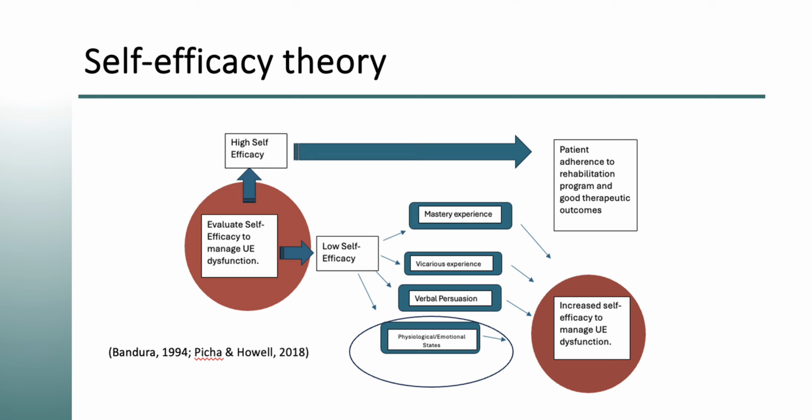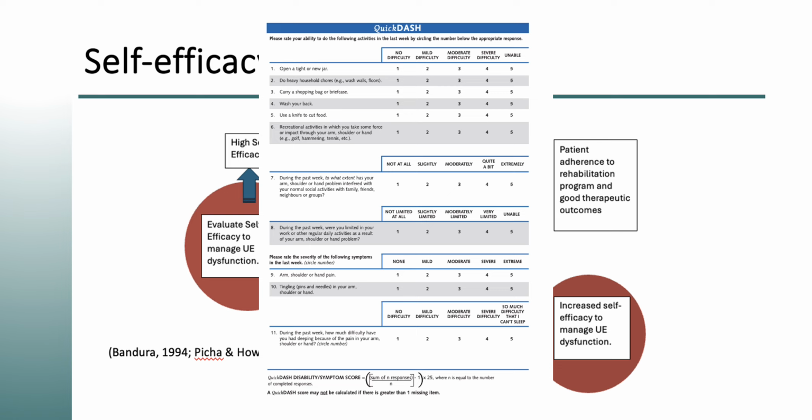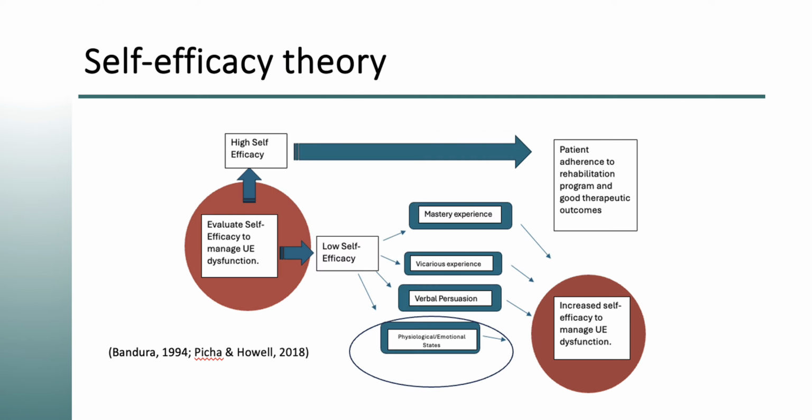So according to Picha and Howell, a significant barrier to patient rehabilitation or exercise adherence, particularly for home exercise programs, is low self-efficacy. The model presented here aims to guide clinicians in their practice to improve patient adherence. Once an occupational therapist identifies low self-efficacy, which can be evaluated through a questionnaire specific to self-efficacy for home exercises or a scale measuring confidence in tasks, such as the QuickDASH used to assess self-perceived disability related to specific occupations, this can help identify those needing alternative interventions.